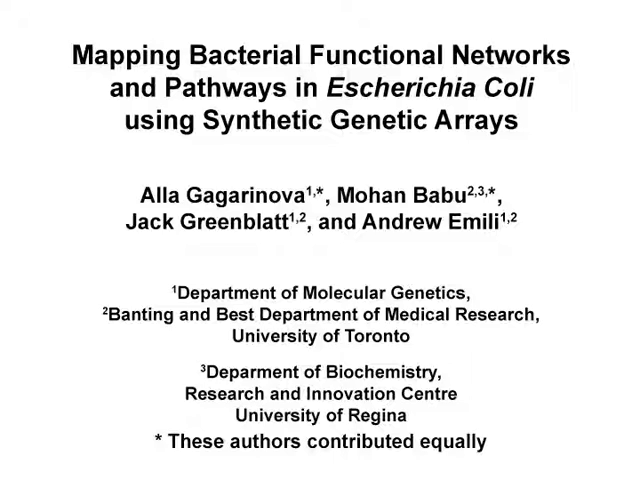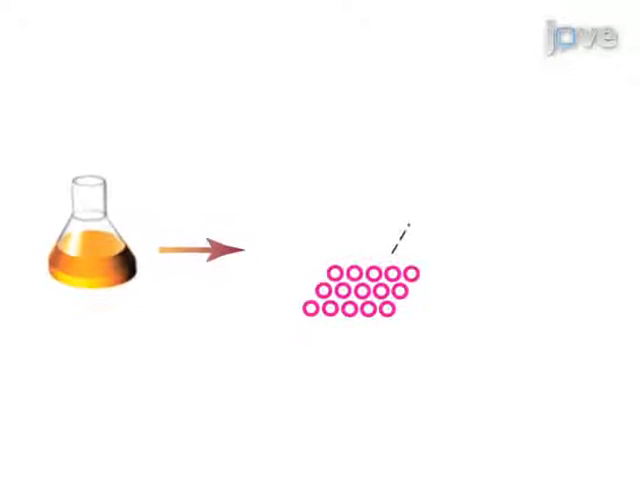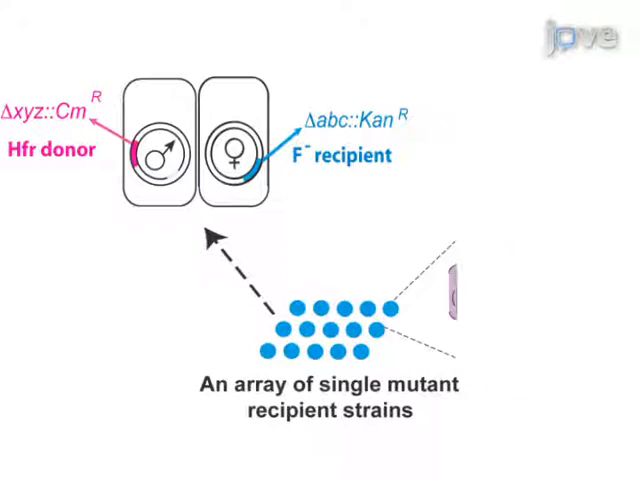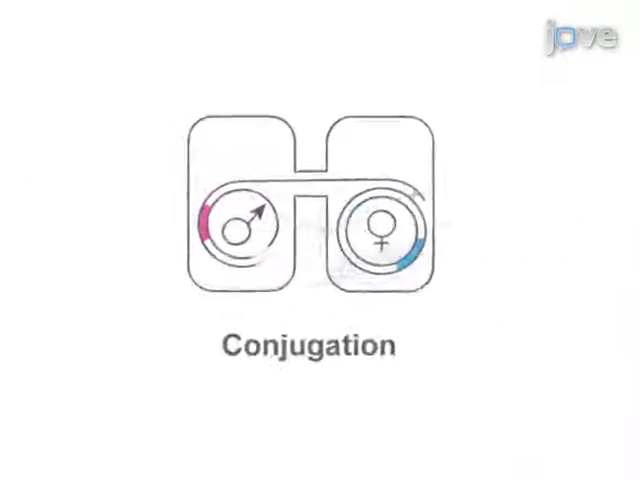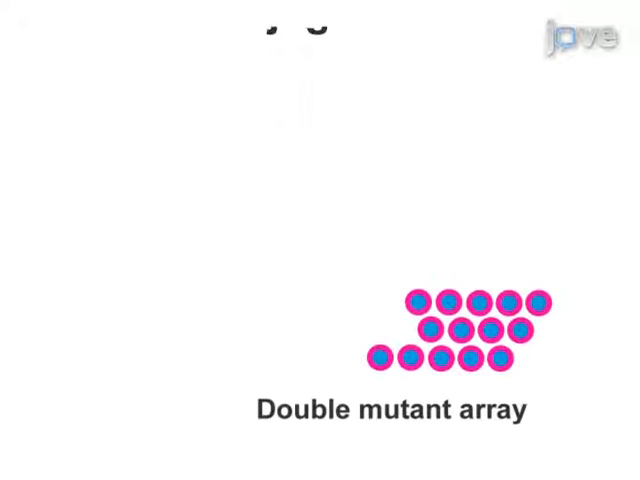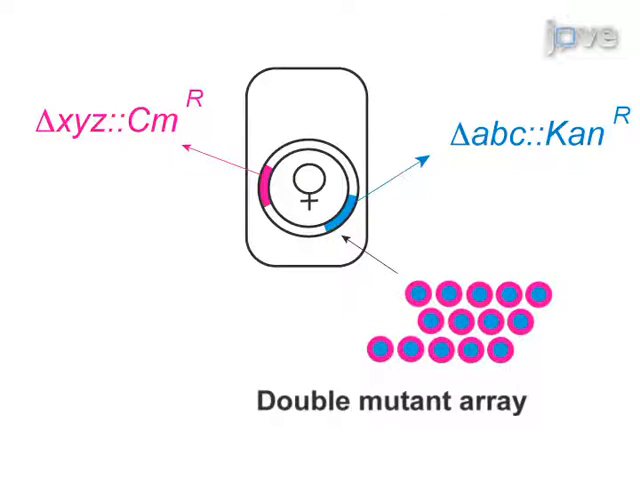The aim of this procedure is to investigate the functional relationships between bacterial genes and pathways. This is accomplished by first preparing arrays of Escherichia coli single mutant strains that will be conjugated or mated. The second step is to conjugate the single mutants in an arrayed format on plates. Next, the double mutants are selected.